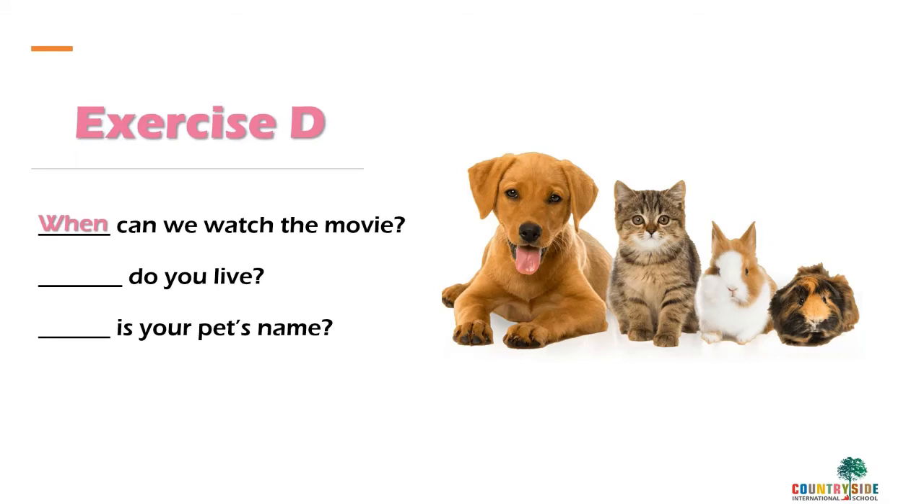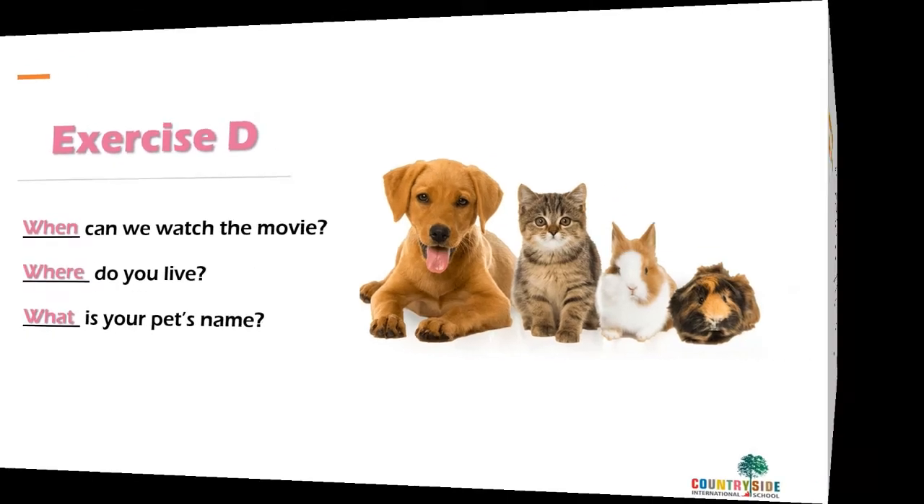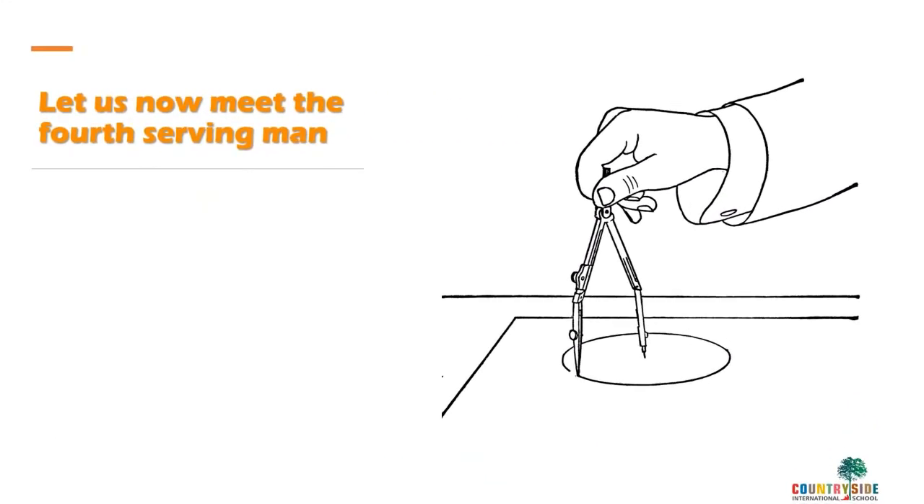It's asking about the place you live. When you talk about a place, where do you live? Dash is your pet's name, some extra information about the pet. So, what is your pet's name?